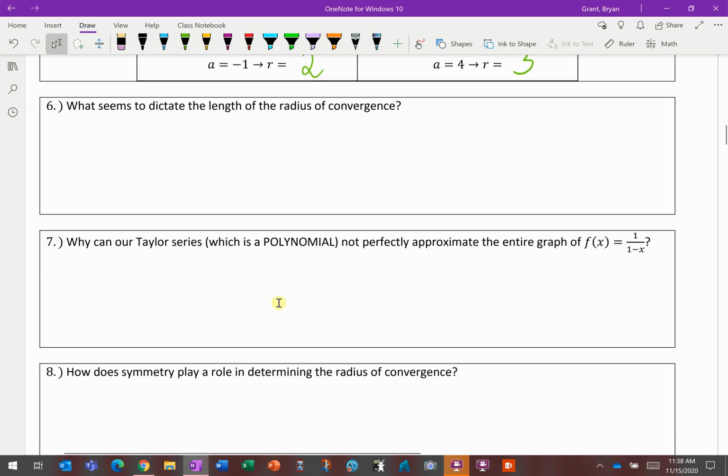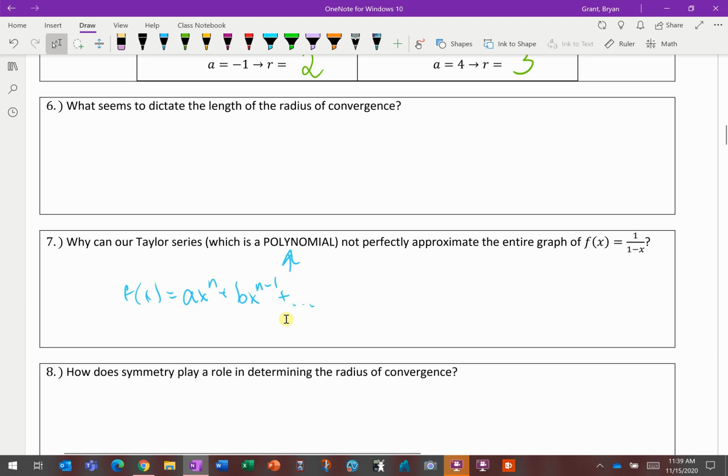So why can our Taylor series, which is a polynomial, not perfectly approximate the entire graph of 1 divided by 1 minus x? Well, think about characteristics of a polynomial. A polynomial is that function ax to the n plus bx to the n minus 1, and so on and so forth. But in particular, our polynomial is continuous everywhere. Right? It has to be continuous.